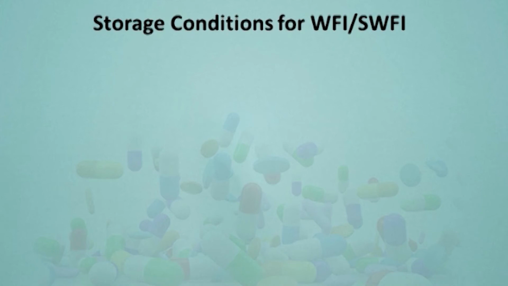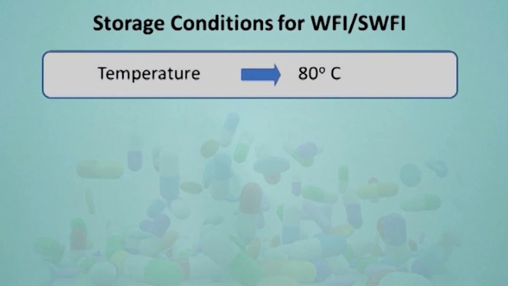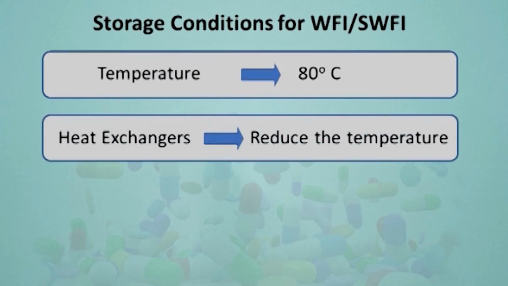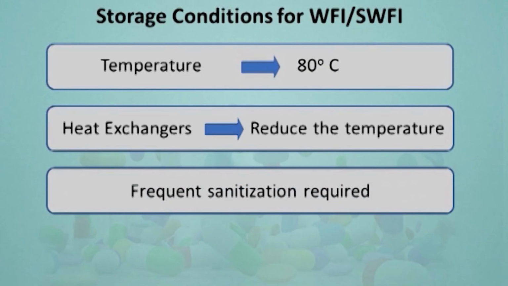Storage and distribution of water for injection. As per United States Pharmacopoeia, water for injection should be stored at 80 degrees centigrade to avoid any type of contamination, and as the water cannot be used at 80 degrees centigrade, heat exchangers must be installed to reduce the temperature at the point of use. The USP also permits the water for injection to be stored at room temperature, but not more than 24 hours, and it requires frequent sanitization to reduce the risk of viable microorganisms.